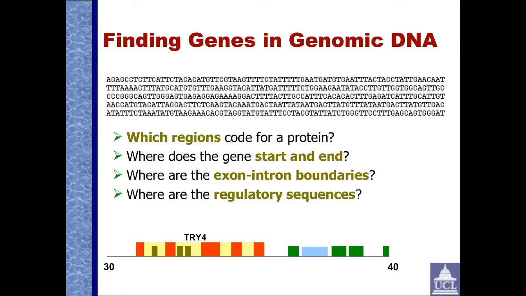So, as I said, what we're trying to do is go from a sequence of A's, T's, C's and G's to something much more informative, like this sort of diagram at the bottom. So we want to know which regions code for protein, where a gene starts and ends, where the exon-intron boundaries are, and where the regulatory sequences are.